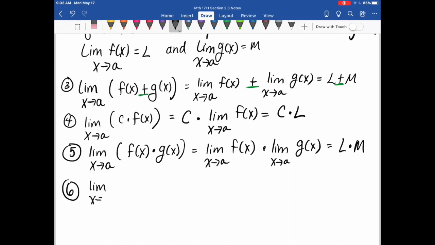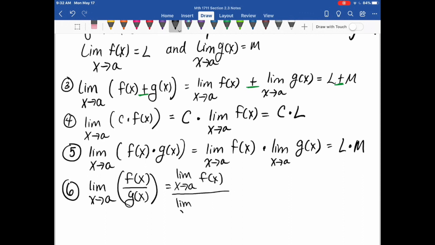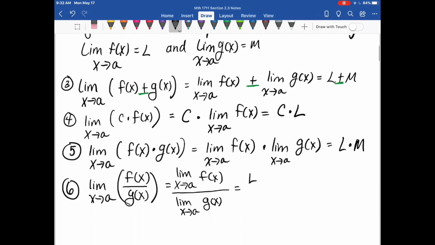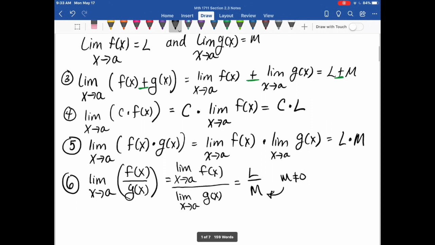Same thing holds for division. If I have the limit as x approaches a of f of x divided by g of x, I can say that the limit of that combined function can be written separately as the limit as x approaches a of f of x divided by the limit as x approaches a of g of x, which would be L over m. But that's provided that m does not equal 0, because remember, we can't divide by 0. So there's that one extra rule that we have to consider, that it won't work if we divide by 0. But any other case it would work.